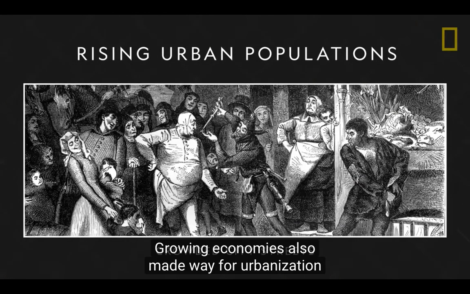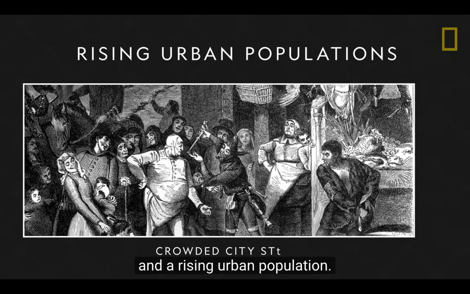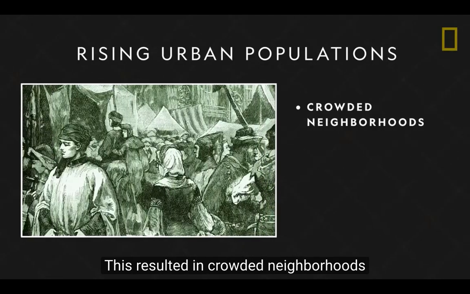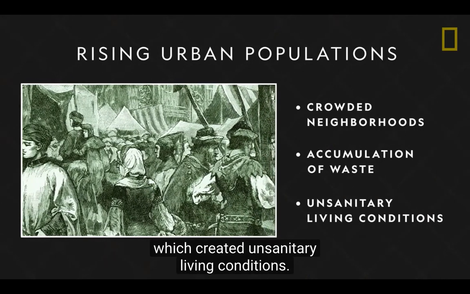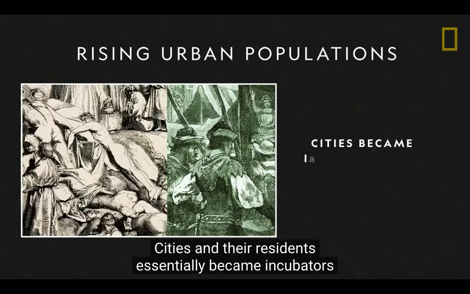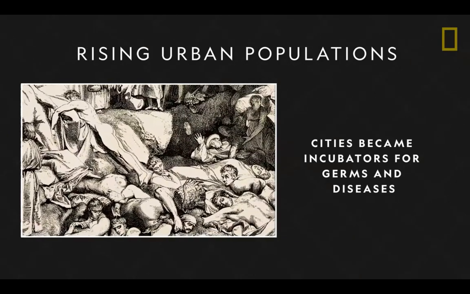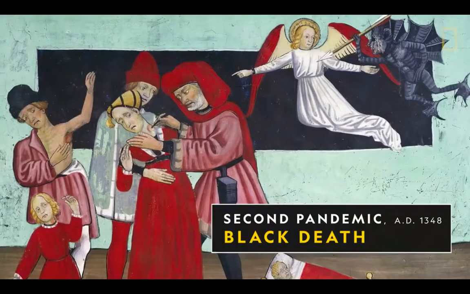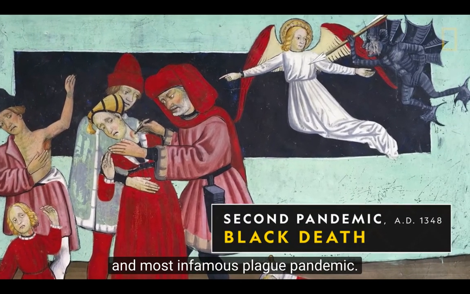Growing economies also made way for urbanization and a rising urban population. This resulted in crowded neighborhoods and the accumulation of waste, which created unsanitary living conditions. Cities and their residents essentially became incubators for germs and diseases. This was particularly evident in the second and most infamous plague pandemic.